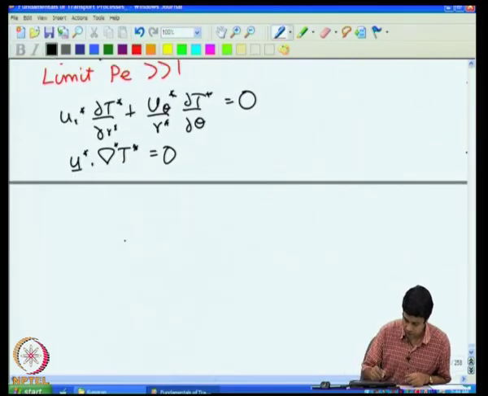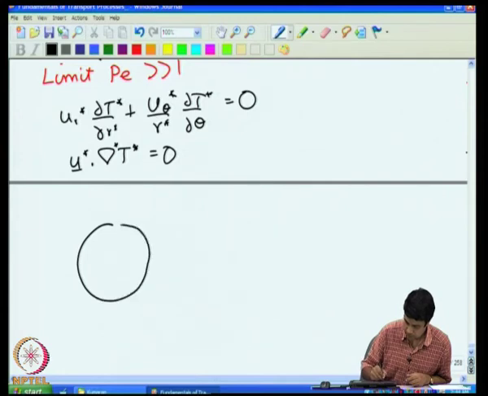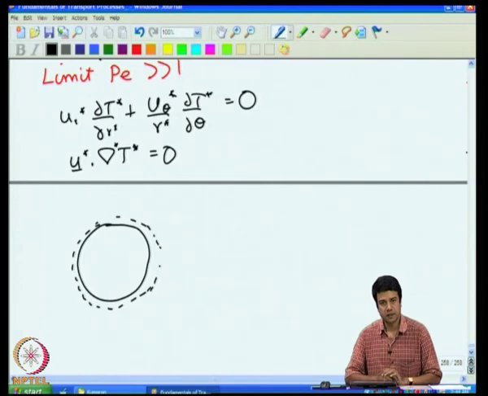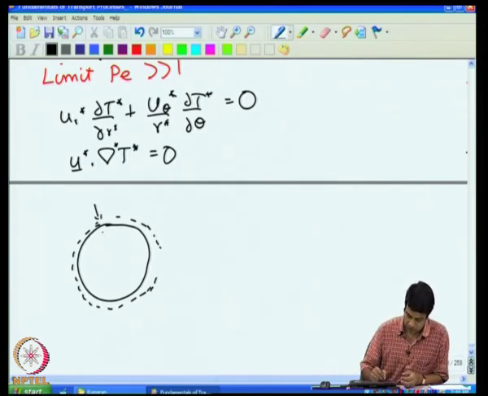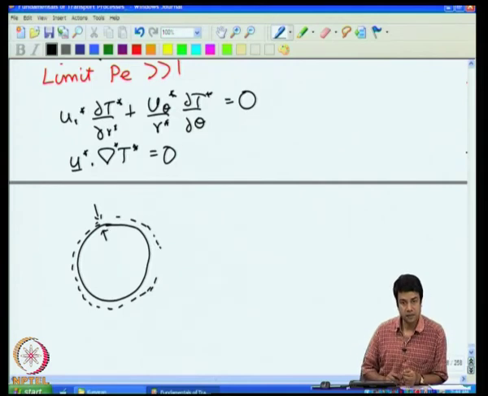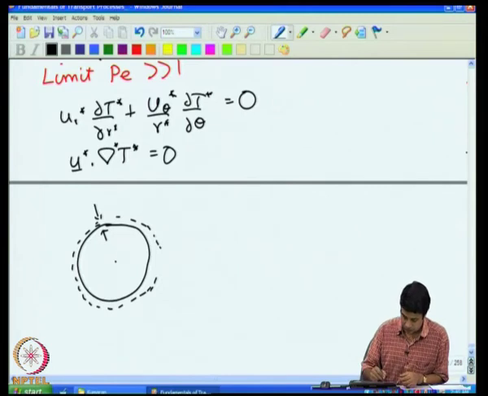So, what we have to do now is to postulate the presence of a layer near the surface, where the effect of heating from the sphere penetrates into the fluid. What should be this distance? The length scale, we will obtain from the consideration that convection and diffusion are of equal magnitude within this layer. So, the surface of the sphere itself is at r star equal to 1.